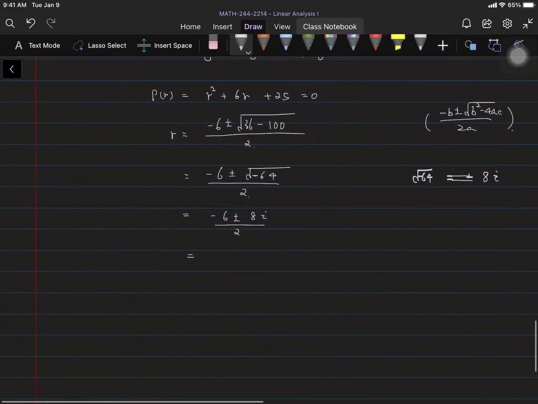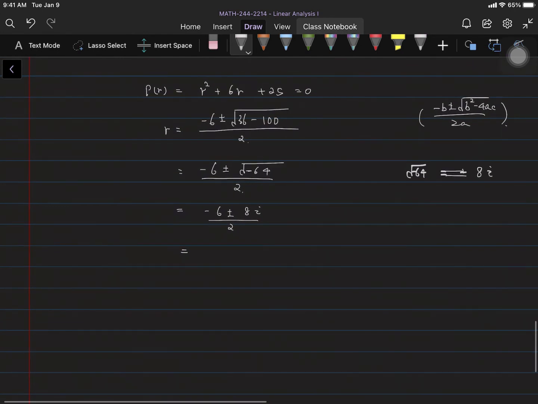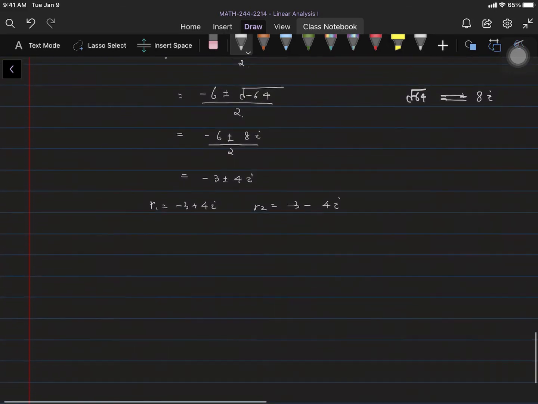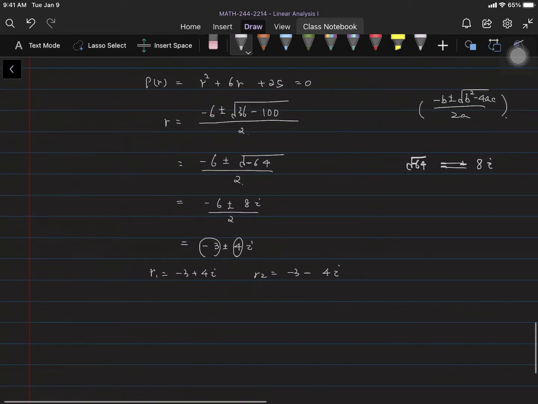Simplify, divide by 2. So we get negative 3 plus or minus 4i. So we get two complex numbers: r1 equals negative 3 plus 4i, and r2 equals negative 3 minus 4i. Right, two r's. But for our solution, what do we care about? We just care about a and b. So here, this is a and this is b.